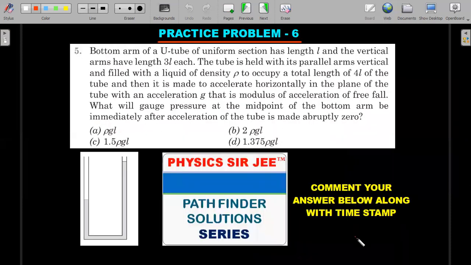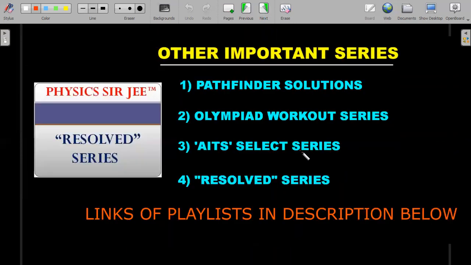Okay, and the last one, a pathfinder question. Again, the same thing. When the levels are unequal but the area of cross section is the same, how do you approach these problems? This one is actually similar to practice problem one that I have given, where a circular cross section was there. Okay, so that's it. These are the 6 problems.